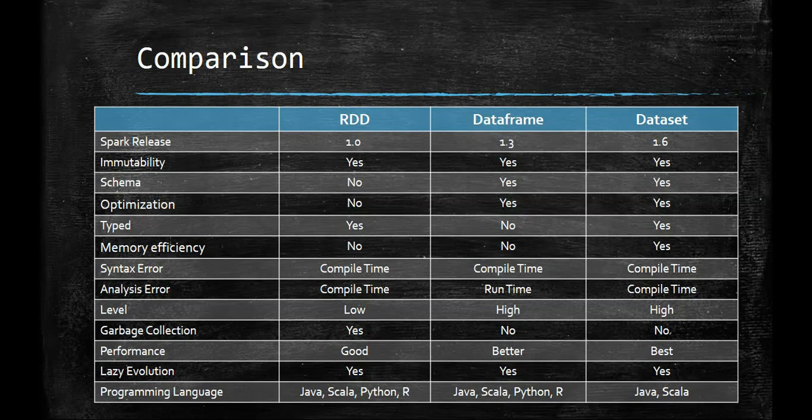Okay. Next is memory efficiency. Memory efficiency is not good in RDD, and the main reason is that when you want to do a shuffle operation, or even caching of your data, it uses the Java serializer, and the serialization and deserialization of Java objects takes a lot of time, and it's not memory efficient at all.